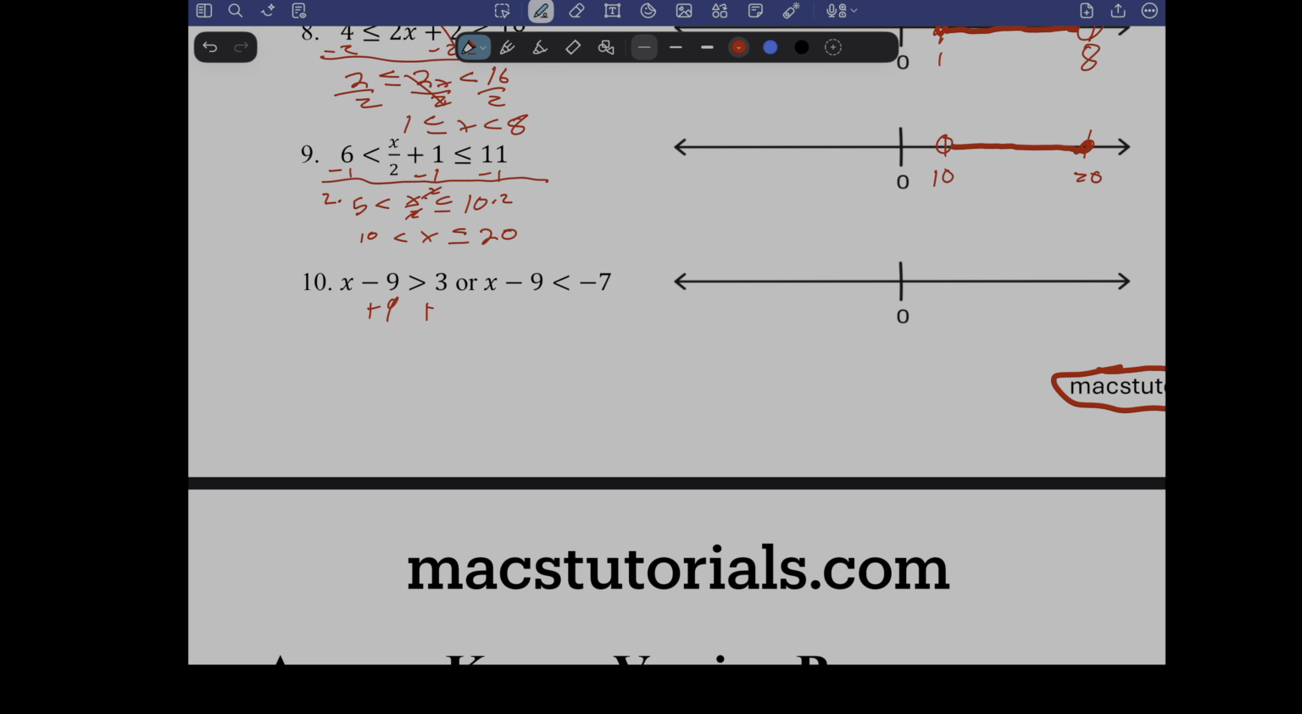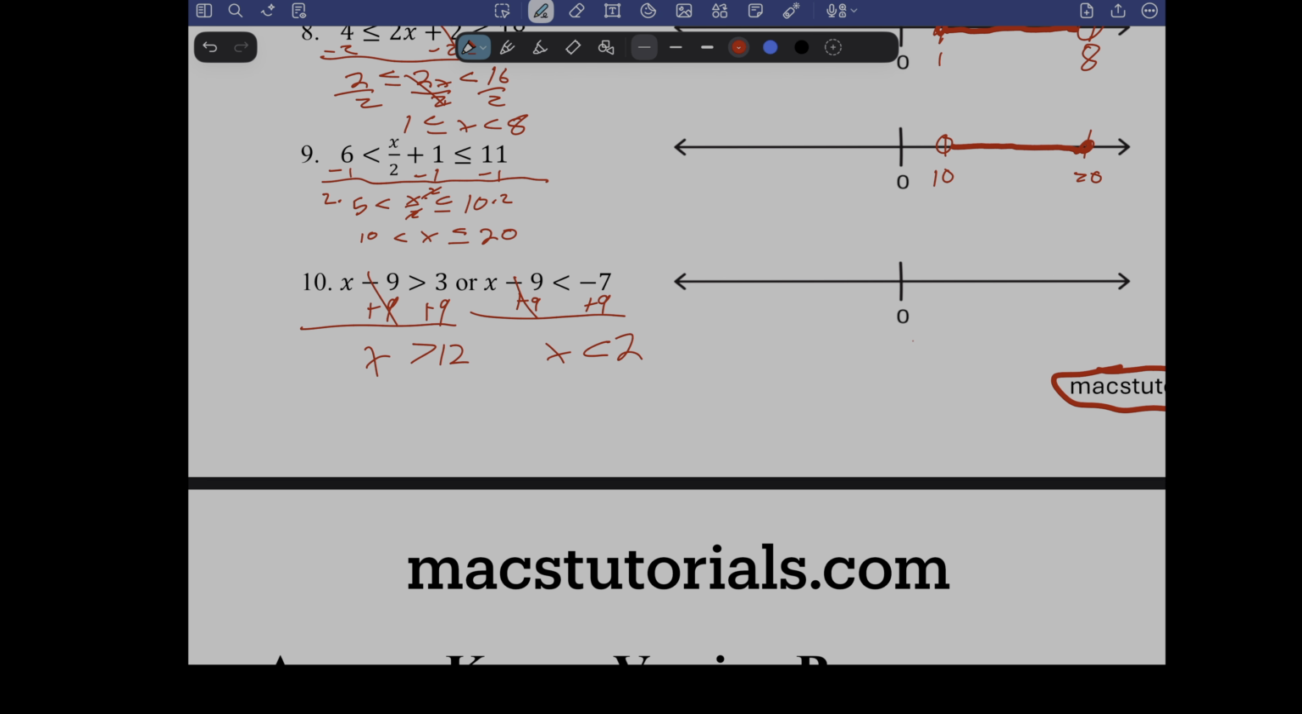Now let's go on to number 10, our very last one. I'm going to add 9 to both sides. Boom, the 9s die. x is greater than 12. Now I'm going to do the next one. I'm going to add 9 to both sides, and x is less than positive 2. Okay, well, let's graph them. These are both going to be holes. They're not going to be dots.